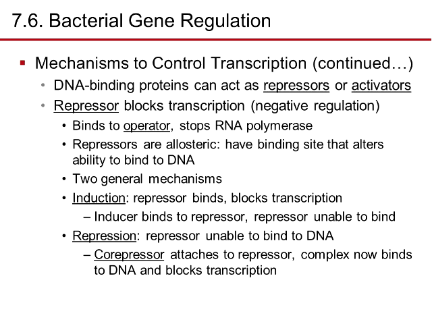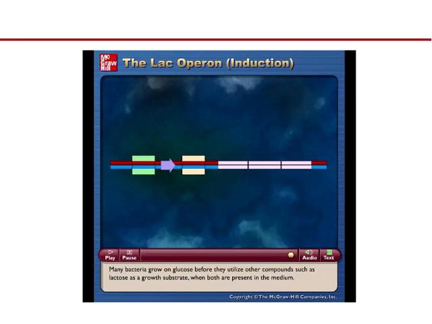There are two general mechanisms, induction and repression. In induction, the repressor binds and blocks the transcription. When the inducer binds, the repressor is unable to bind. In repression, the repressor is unable to bind to DNA. The corepressor, if you will, attaches to the repressor. The complex now binds to DNA and blocks the transcription. So we have two mechanisms to control that. Great look at induction in the video if you want to take a look at that.